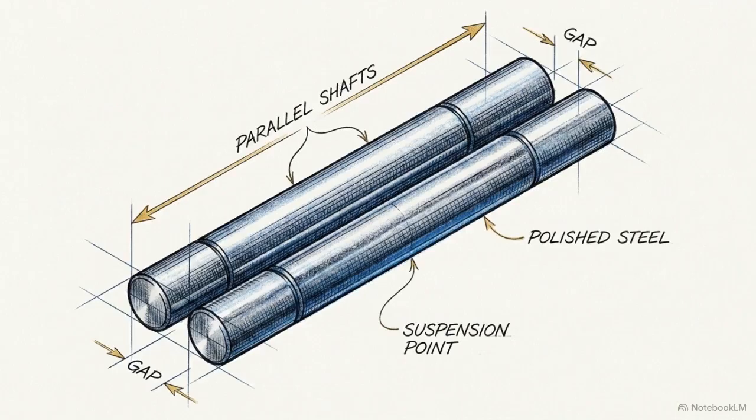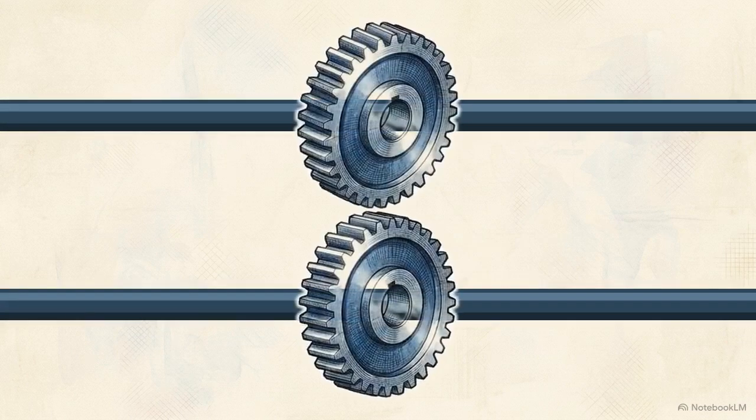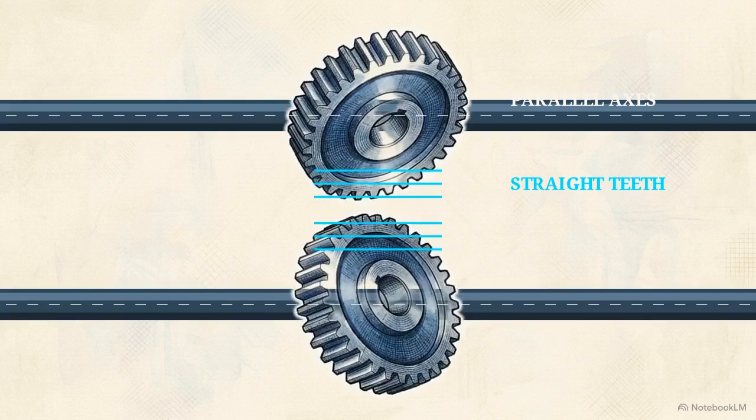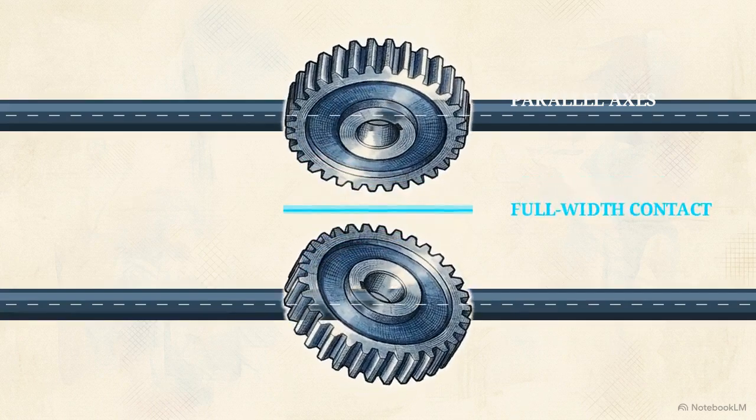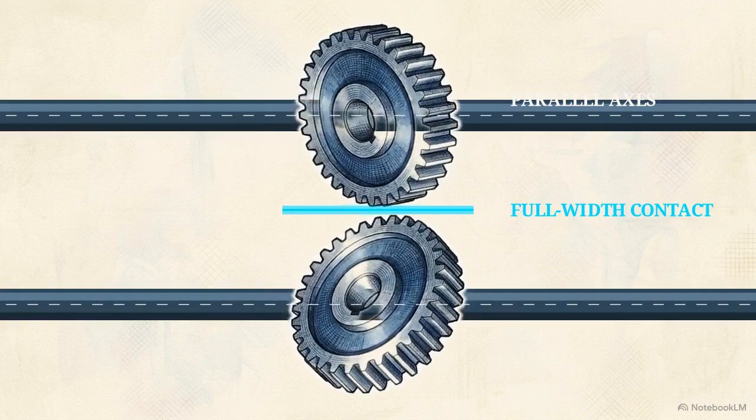We begin with the most straightforward spatial constraint: shafts running perfectly parallel to one another. The foundational solution here is the spur gear. Its defining geometry is basic: straight teeth cut exactly parallel to the axis of rotation. This simplicity makes them highly efficient at transmitting power and highly economical to manufacture.